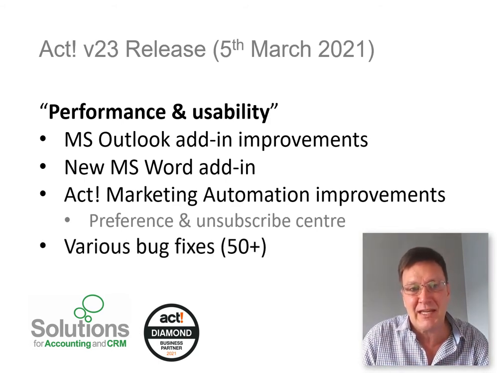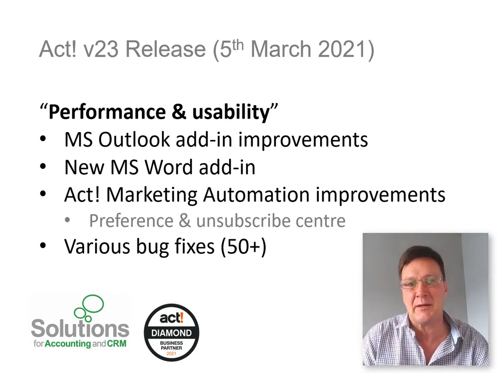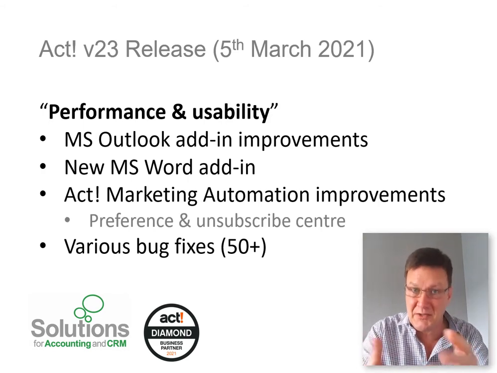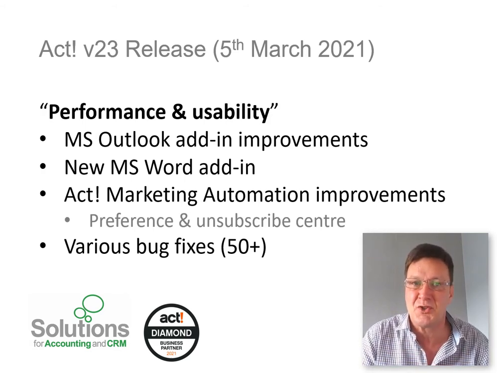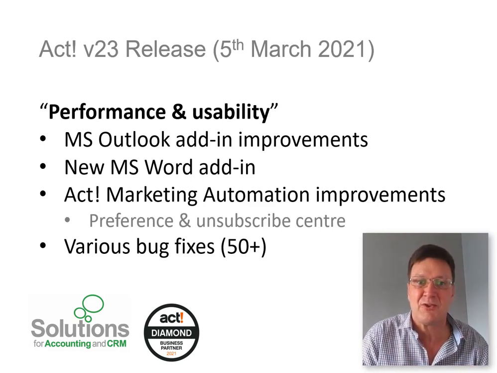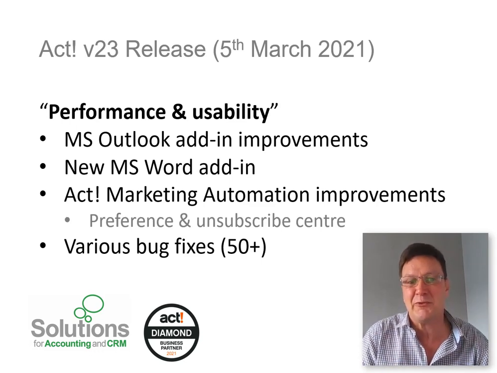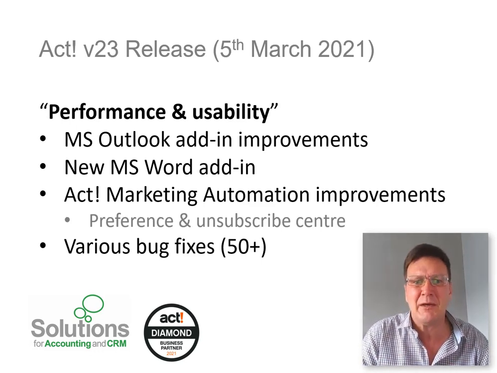The fourth area is not a particular product set or a feature focus, but just general bug fixes. So along the way, issues are always being identified with ACT by partners such as ourselves, by clients and user organizations such as yours. This all gets fed back. And of course, those issues that appear to be causing the most pain among the user community are the ones that get addressed first. There are 50-odd bug fixes. Some of these will be very, very minor.